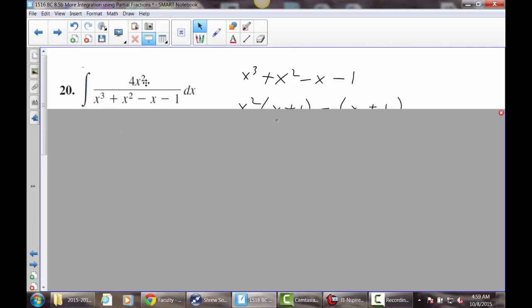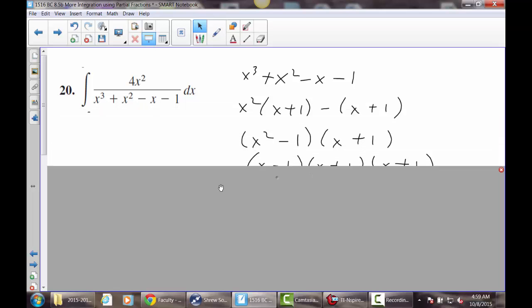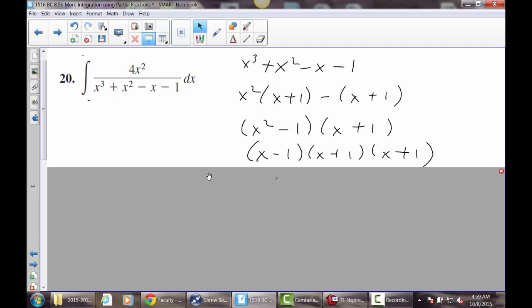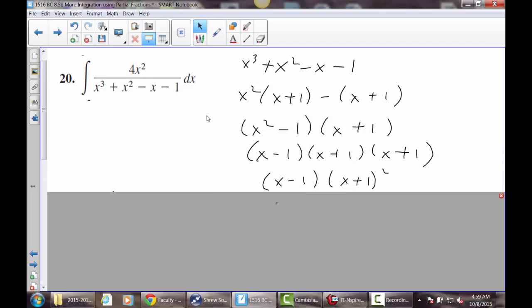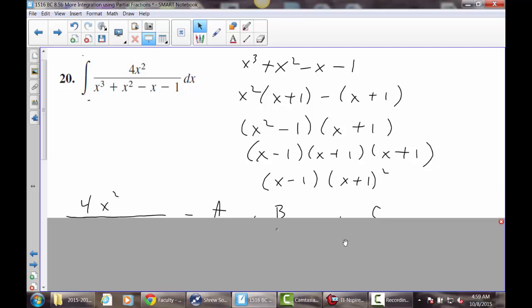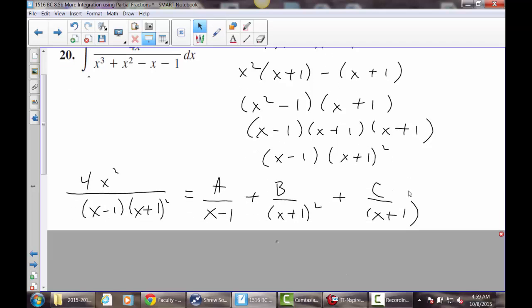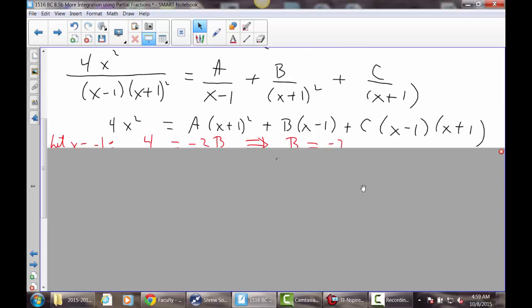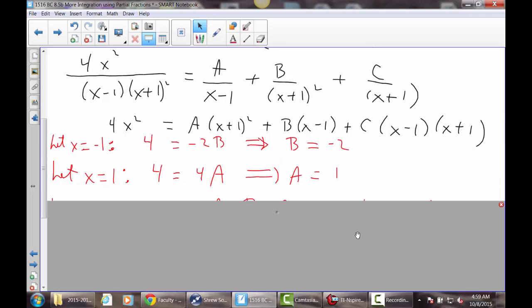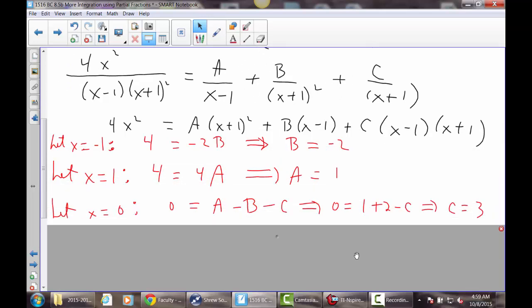Here's another one. Degree of the numerator less than the degree of the denominator. Factor the denominator. We do that in pairs. And you will end up, once it's fully factored, with x minus 1 times x plus 1 squared. It's necessary that you do look at this as x plus 1 squared, because you'll need a denominator of x plus 1 squared and a denominator of x plus 1. So we have our three fractions. Multiply both sides by the LCD. Let x equal -1. Let x equal 1.